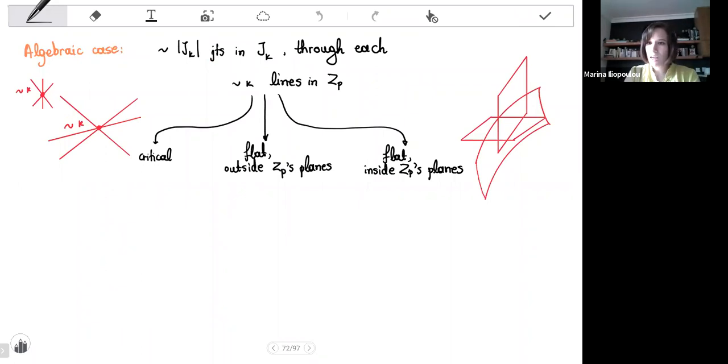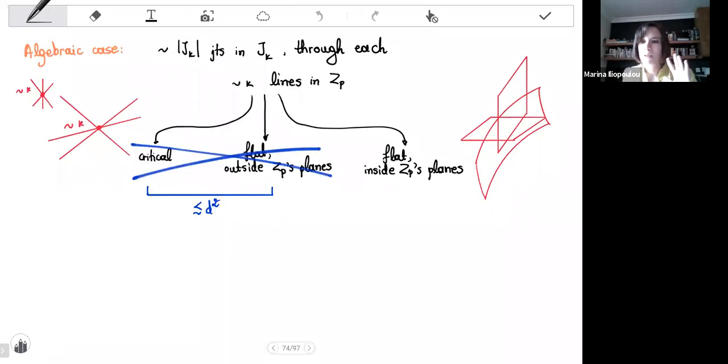It's either a critical line, or flat living inside or outside planes of the zero set. And the first two categories contribute very, very few lines. Because these are very, very few, we can pretend this case doesn't exist. So how do we do that? I don't want to get into it.